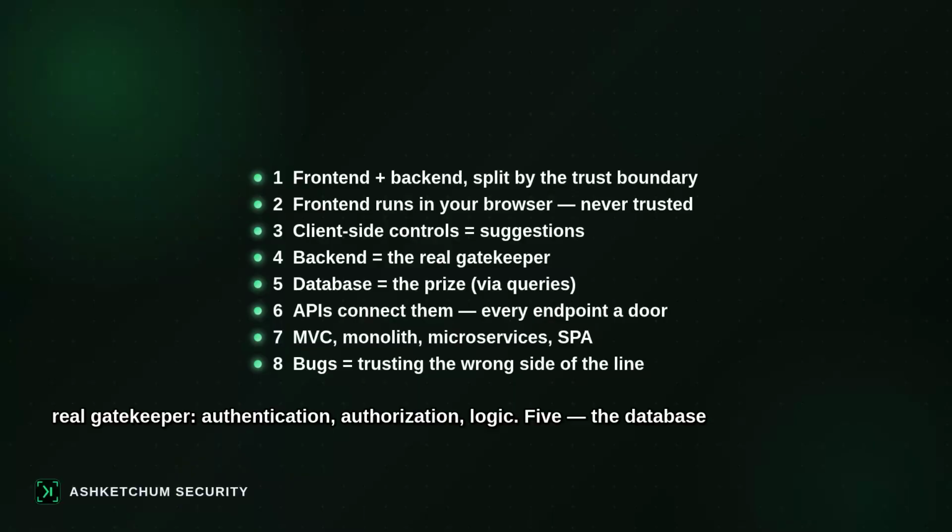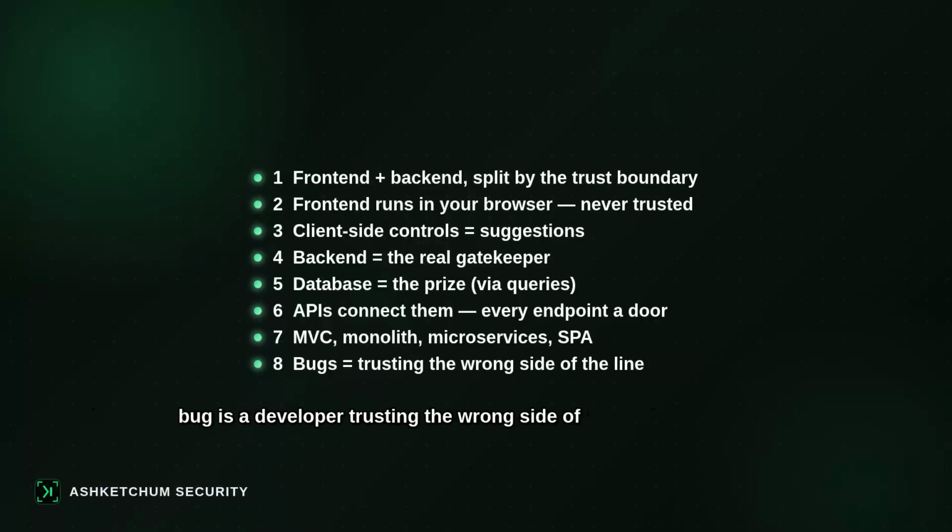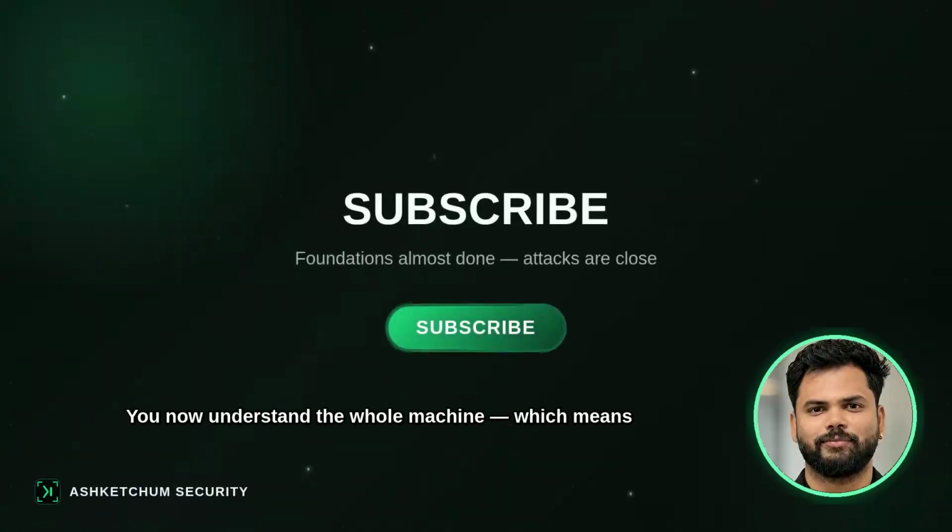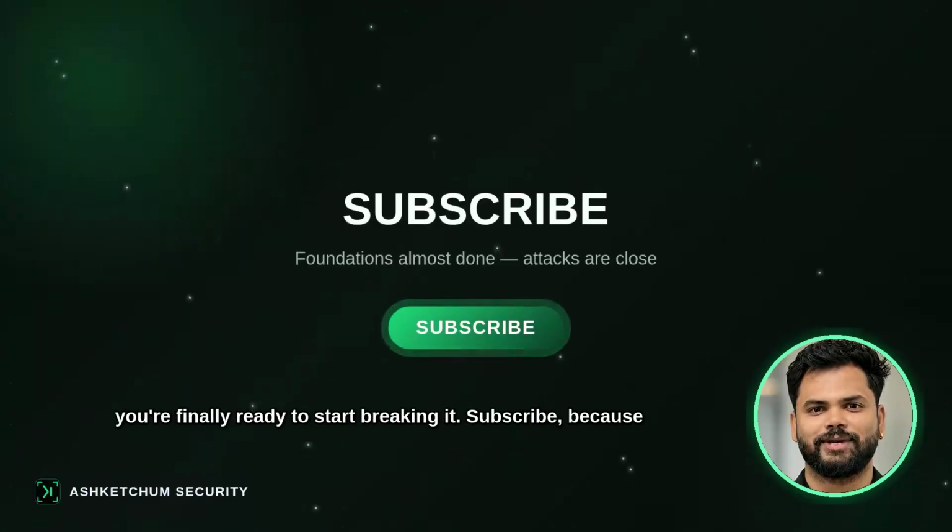5. The database is the prize, reached through queries. 6. APIs connect the two and every endpoint is a door. 7. Recognize MVC, monoliths, microservices and SPAs to know where to look. And 8. Almost every bug is a developer trusting the wrong side of the boundary. You now understand the whole machine, which means you're finally ready to start breaking it.